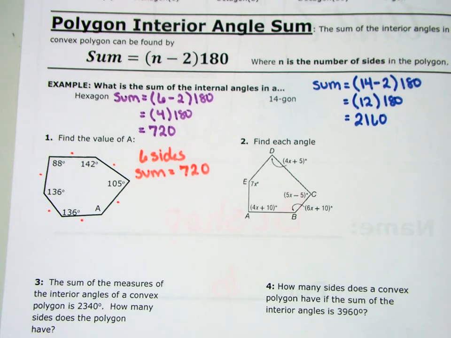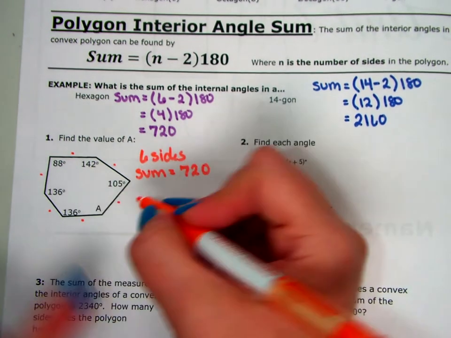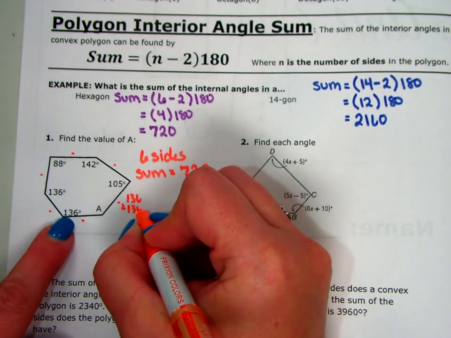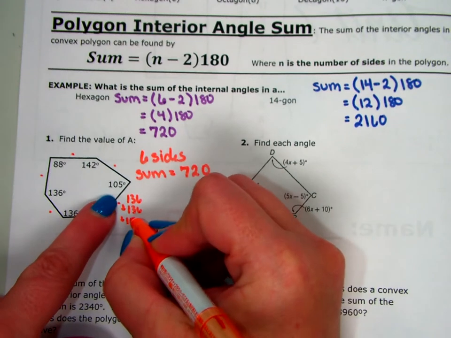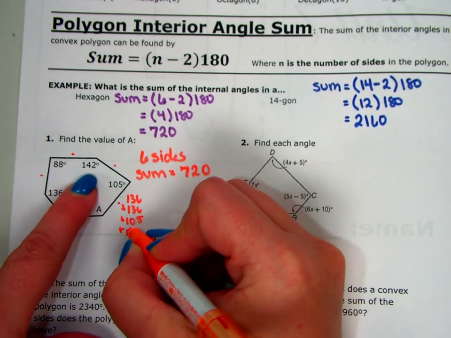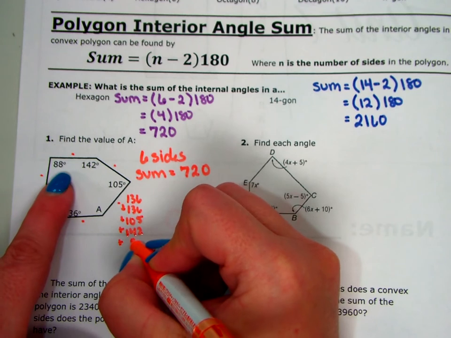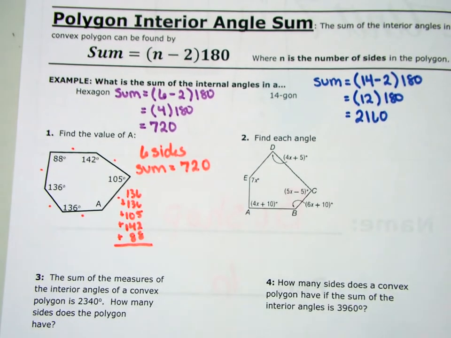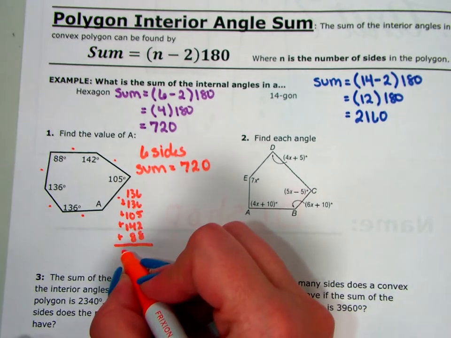If I know all the angles but one, how can I figure out what that one angle is? Angle A. Yeah, add the ones you know together, and then take it away from 720 to see what's left for that missing angle. So I'm going to add the 136 plus the 136 plus the 105 plus the 142 plus the 88. Somebody use your calculator. Tell us what you get. 607.